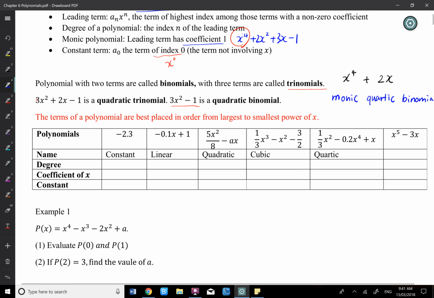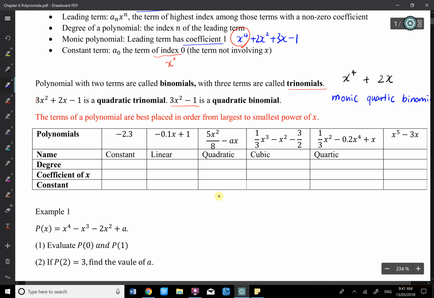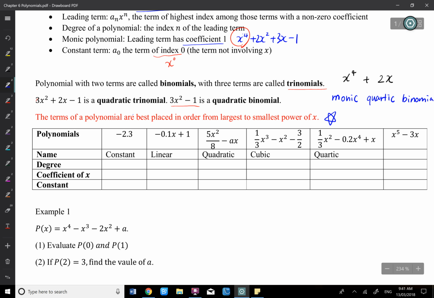The next one says the terms of a polynomial are best placed in order from the largest to smallest power of x. Well, that's a good manner to write things. Also, it's easier for you to see all the terms and easier for your calculation as well. So keep this habit of putting the polynomial from the highest power to the lowest power.